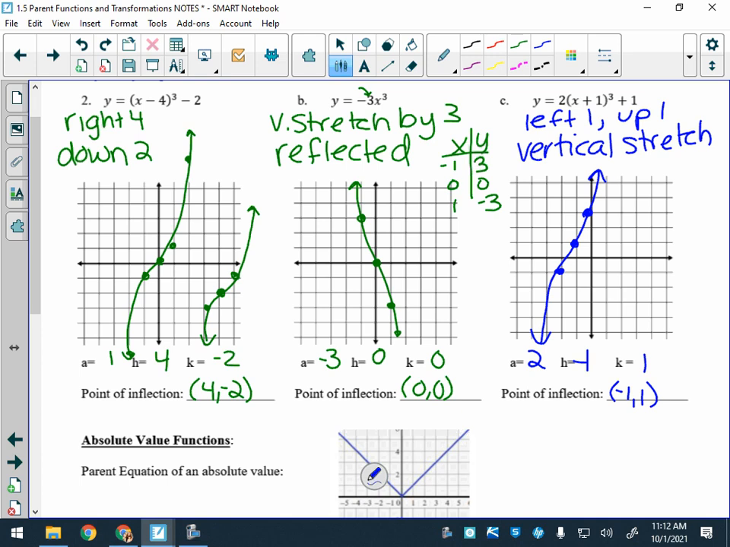Okay, so again, when you're doing this, once you have your point of inflection, you could input, if that's easier, instead of doing the table, 1 or 2 x values to the left and 1 or 2 to the right. Okay, left and right. Okay, yeah, Liz.